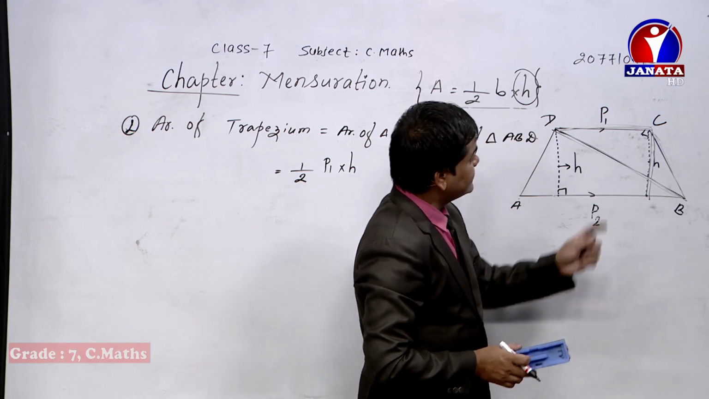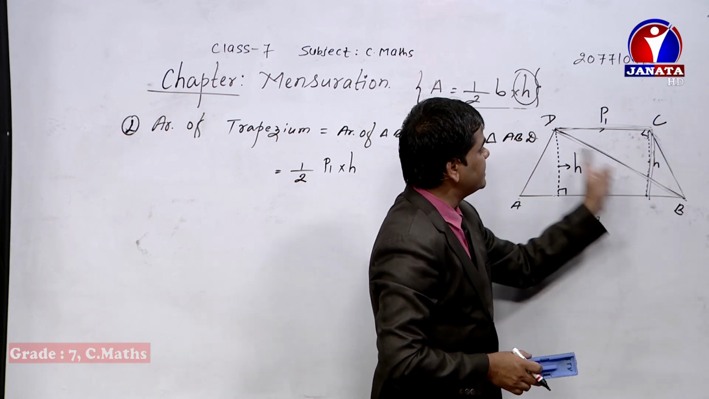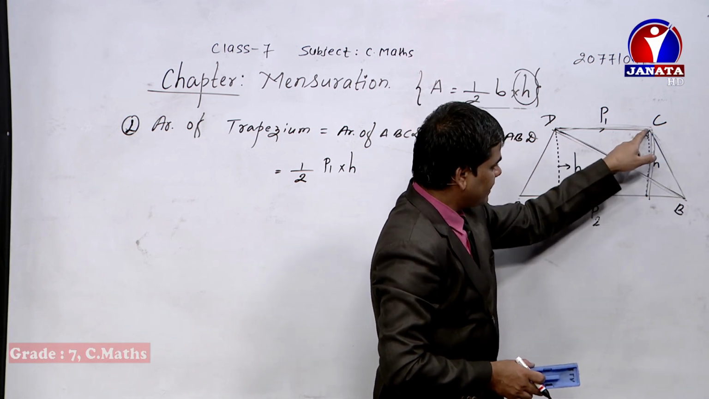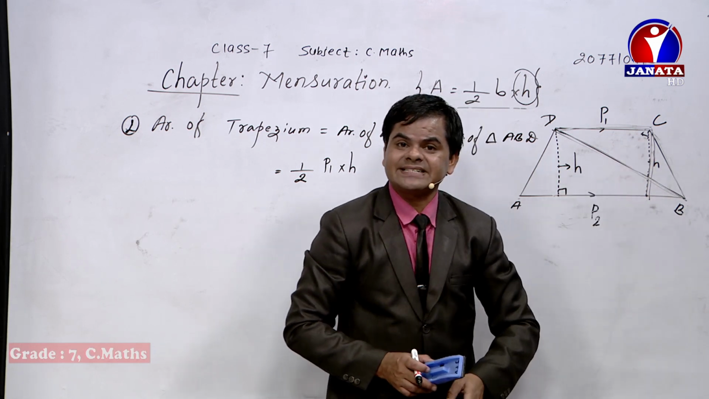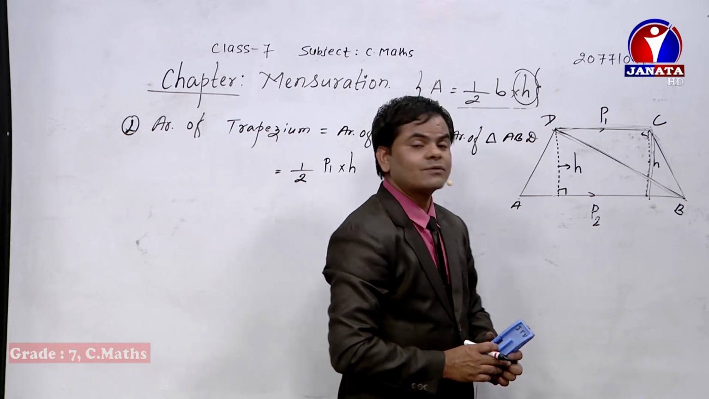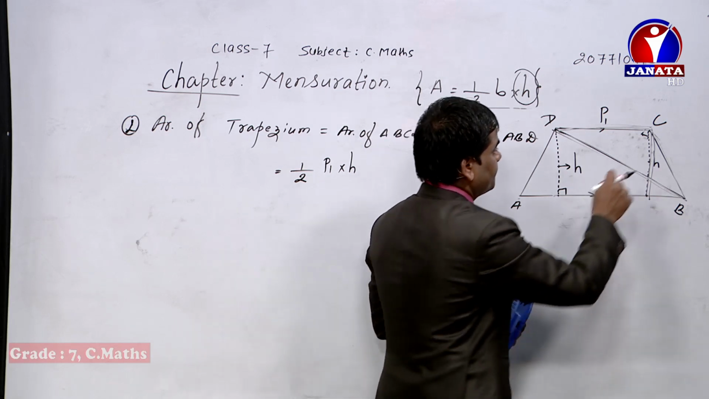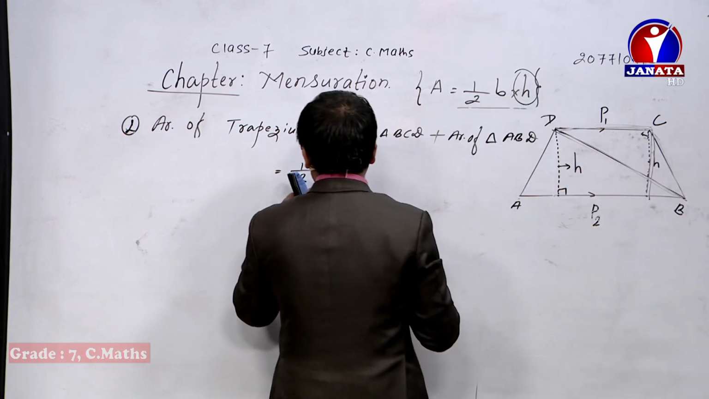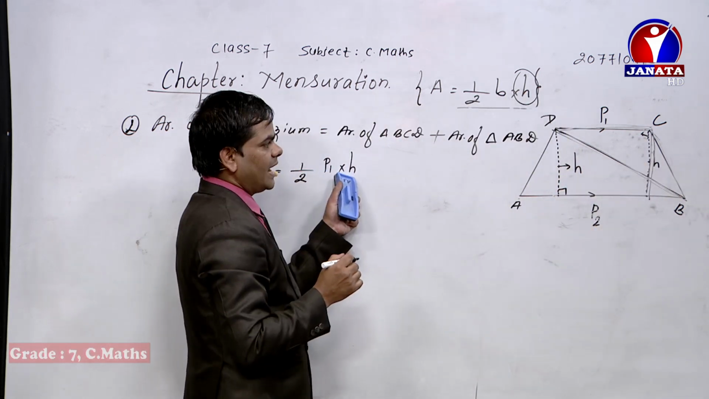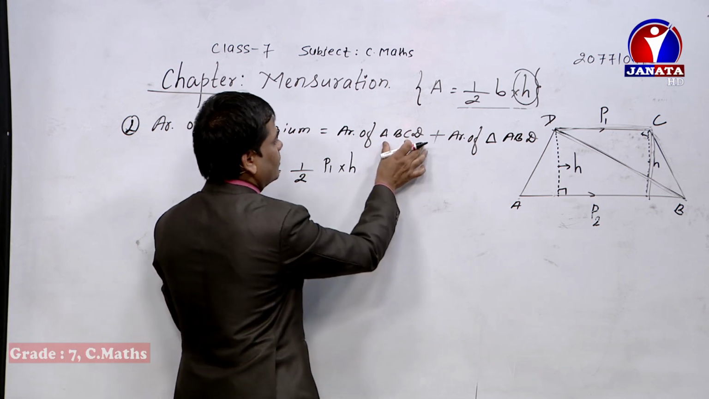If somebody says what is the height of triangle BCD, from this parallel line to this parallel line, the straight distance which the line covers, that one is known as the height. So this one is the height of this triangle. So 1 by 2 base into height is the area of triangle BCD.